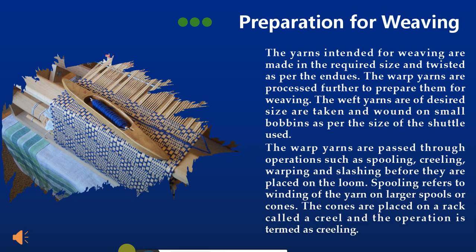The yarns intended for weaving are made in the required size and twisted as per the end use. The warp yarns are processed further to prepare them for weaving. The weft yarns of desired size are taken and wound on small bobbins as per the size of the shuttle used. The warp yarns are passed through operations such as spooling, creeling, warping and slashing before they are placed on the loom. Spooling refers to winding of the yarn on larger spools or cones. The cones are placed on a rack called a creel and the operation is termed as creeling.